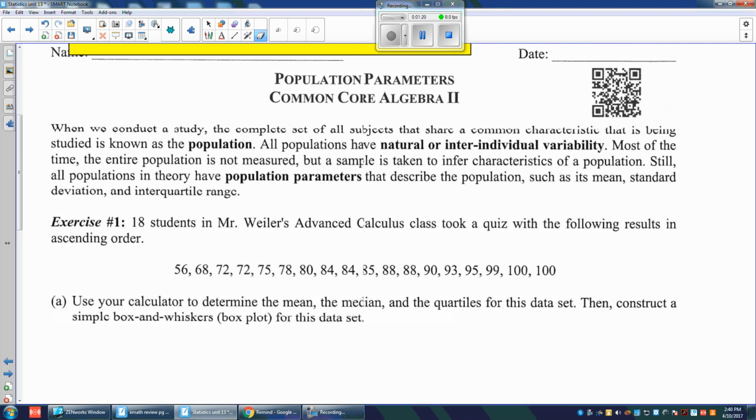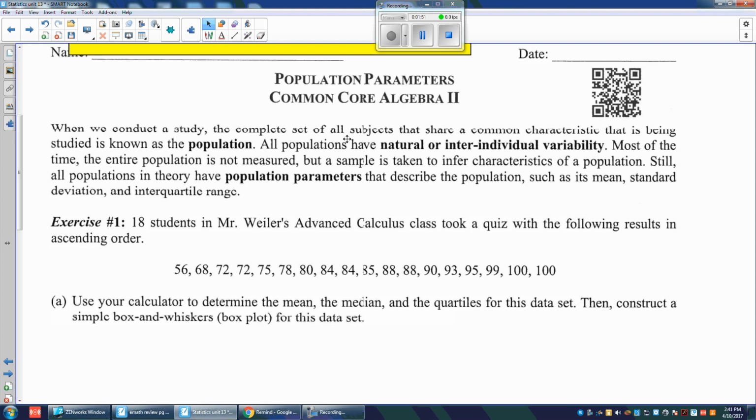When we conduct a study, the complete set of all subjects that share a common characteristic in that study is known as the population, so the population of fish. All populations have a natural or inter-individual variability. Most of the time, the entire population is not measured. That can be difficult. But a sample is taken to infer characteristics of the population.